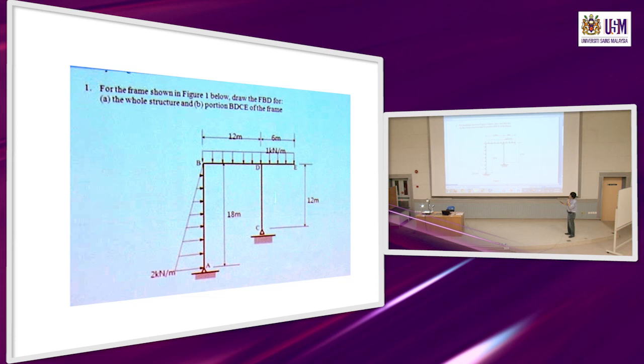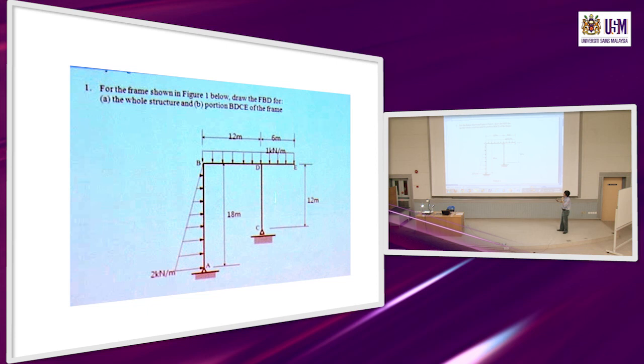There are two parts here for the frame. This is a frame structure shown in figure one. Draw the free body diagram. Okay, FBD is free body diagram. When you want to draw a free body diagram, we have to know the free body diagram of which part that we want to draw. So the first thing is the whole structure. Draw the free body diagram of the whole structure. So in your answer, you should draw this and then indicate all the forces acting on the whole structure, which is everything here, this member, this everything. So remember, in a free body diagram, don't draw the support symbol anymore, but replace that with the support reactions. So that is the first part.